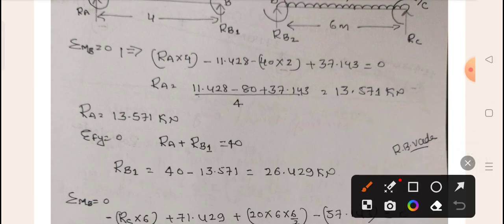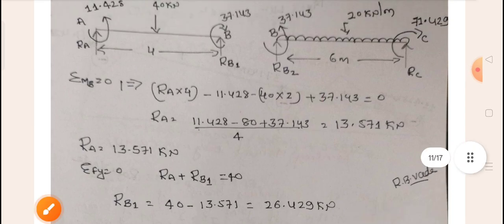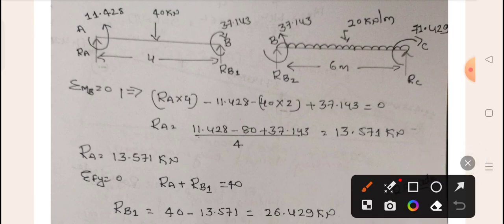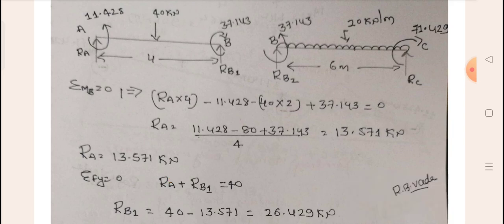Summation of Fy means the algebraic sum of all the vertical forces. If the forces are going upward, I will take plus. If the forces are going downward, I will take negative. So if you see in this diagram, RA is going upward, plus RB1 is going upward, that is plus, and that is equated to 40 because it is going downward. Upward force is equal to downward force. Otherwise you can take 40 to this side as minus 40; if you take it to that side, it will be plus. If you solve this one, you will get RB1.